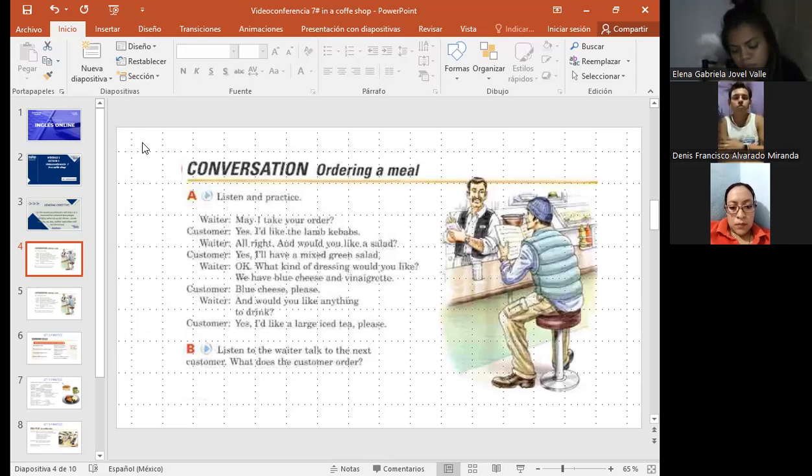It's a very formal way to request some food in a restaurant. You know, I have a sandwich, I have a salad. So people, most of the time, use this way to request some food in a restaurant because it's very formal and people understand that since the very beginning.